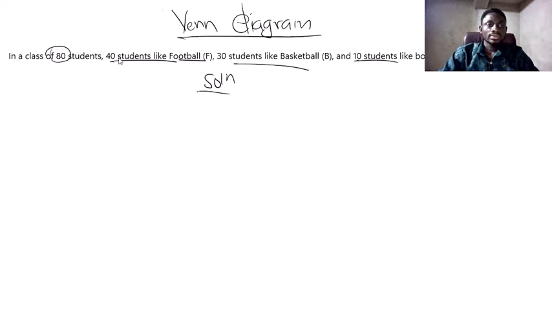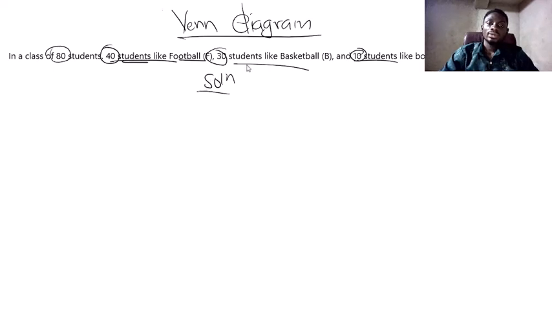Out of the 80 students, 40 like football and 30 like basketball. And we also have 10 students who like both football and basketball. So what does it mean? It means that among the 40 students that like football, 10 of them also like basketball. For that matter, if you want to find the number of students who like only football, the emphasis here is on only football.